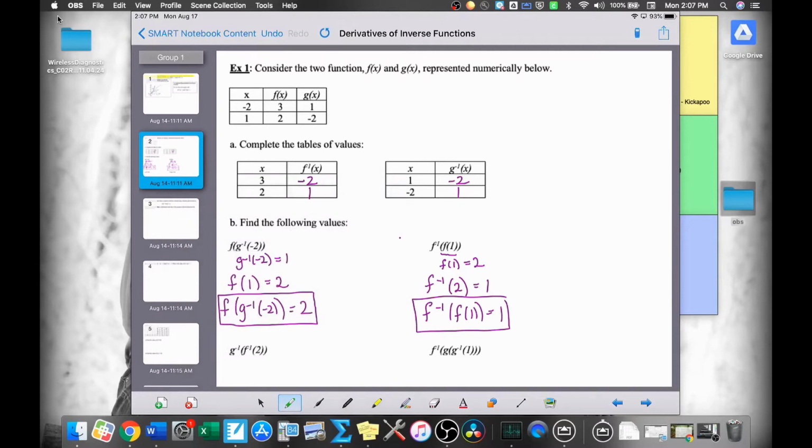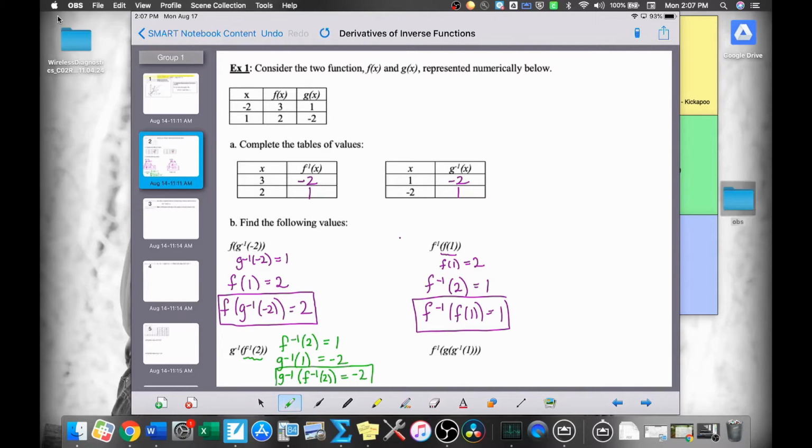The next example, we are asked to find g inverse of f inverse of 2. So again, start on the inside. So begin with f inverse of 2. And f inverse of 2 has to be 1, because when x is 1, f of x is 2. And then g inverse of 1, again, looking at our table, well, g of x is 1 when x is -2. So g inverse of 1 is -2. So our answer, g inverse of f inverse of 2, is going to be equal to -2.